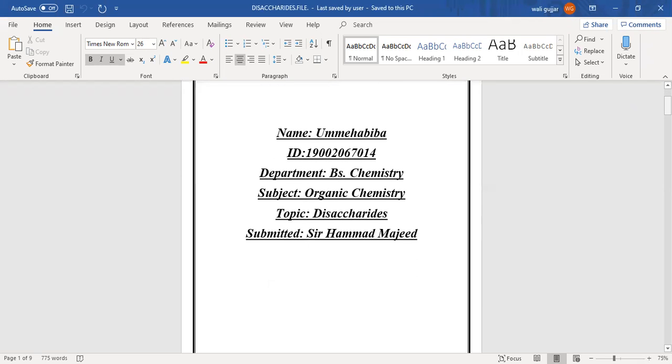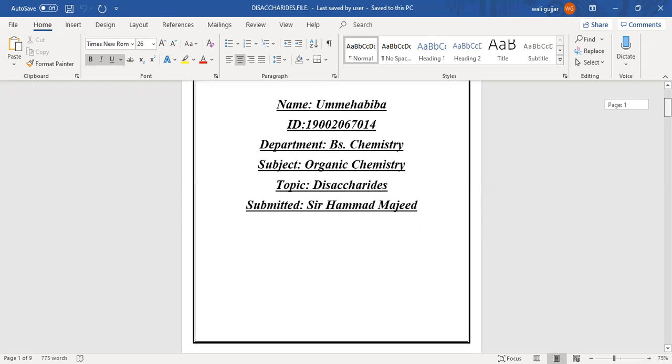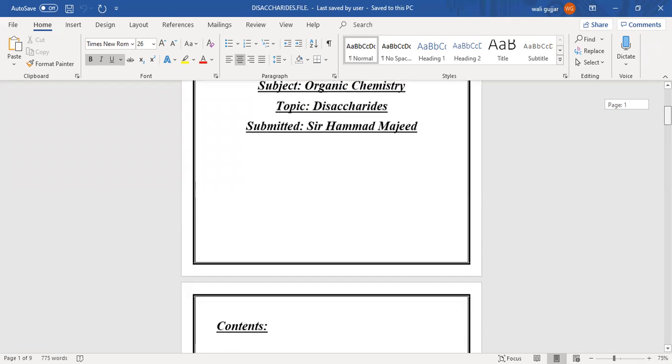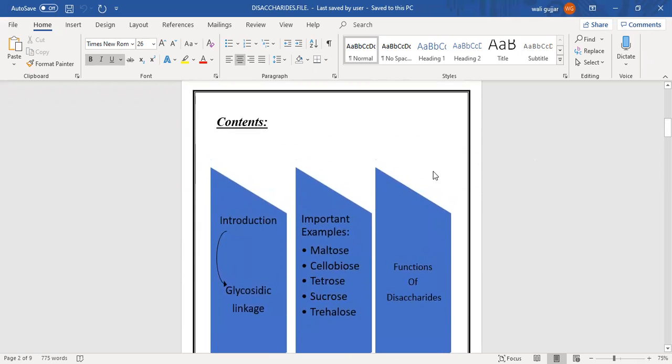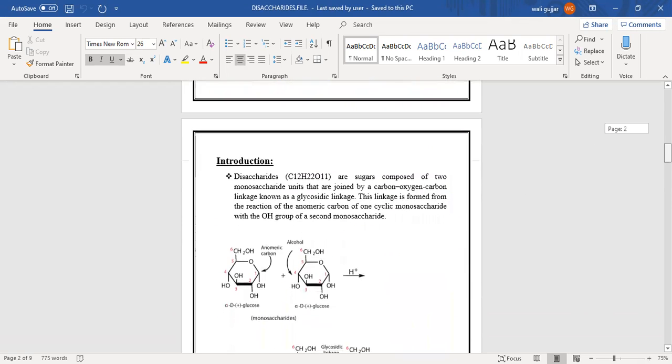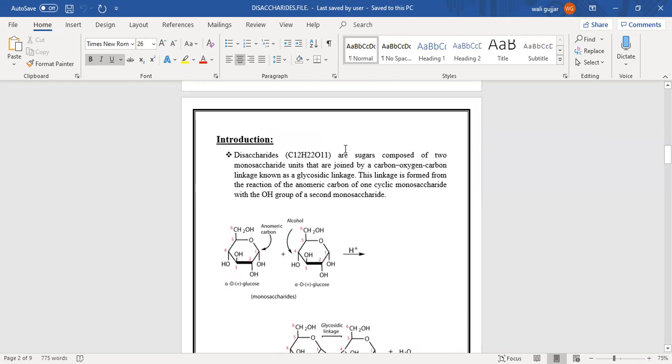I'm from the Chemistry Department. The topic of my presentation is disaccharides. These are the contents of my presentation, which include the introduction. In the introduction, I'll discuss glycosidic linkage, then important examples of disaccharides like maltose, cellobiose, lactose, sucrose, and trehalose. At last, the function of disaccharides. So first of all, we see the introduction of disaccharides.